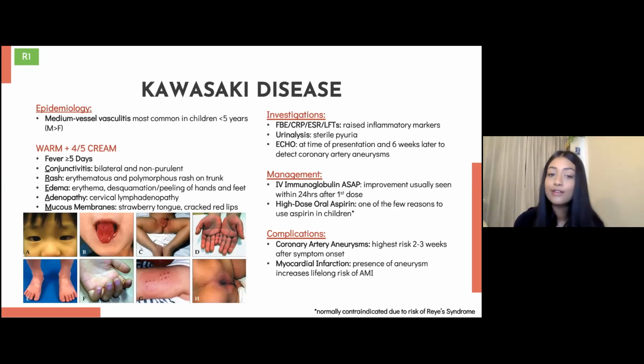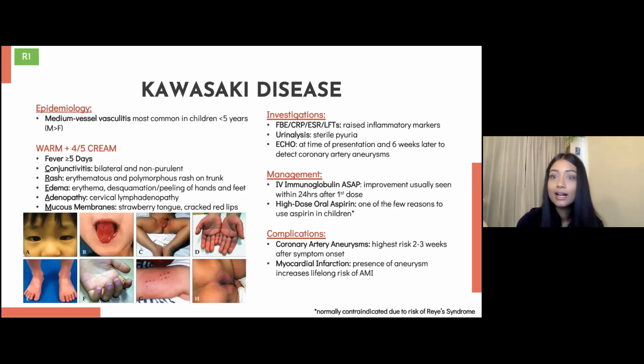So you need to give IVIG stat as well as high dose oral aspirin. Normally we don't give children aspirin due to the risk of life-threatening Reye syndrome. That's a potential complication, but that's why we have to be really careful about how much we administer in Kawasaki's, just because there still is that risk of Reye syndrome.